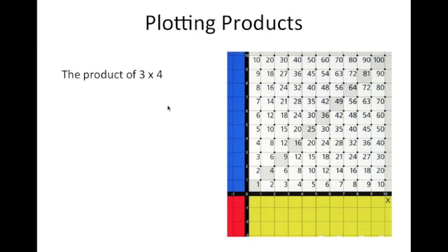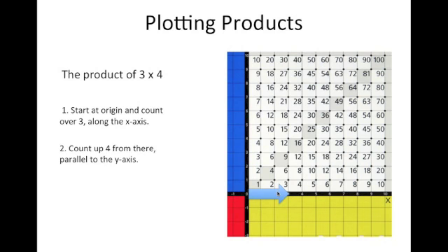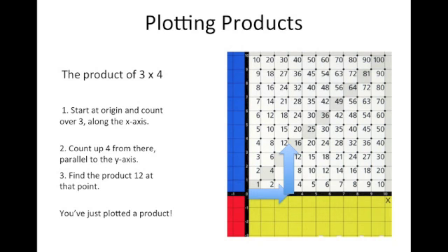So to find the product of 3 times 4, start at origin, count over the first number. Once you're there, count up the second number. There you will see the product pushed up against the dot of 3, 4. You've just plotted a product.